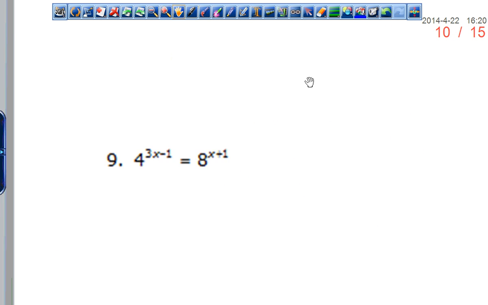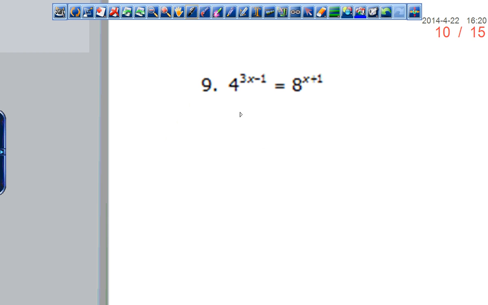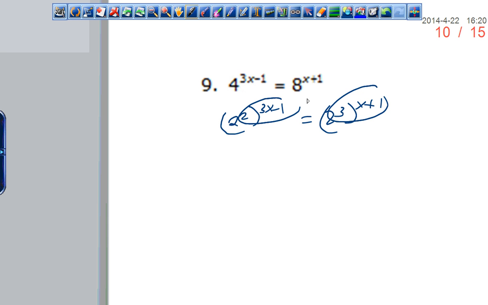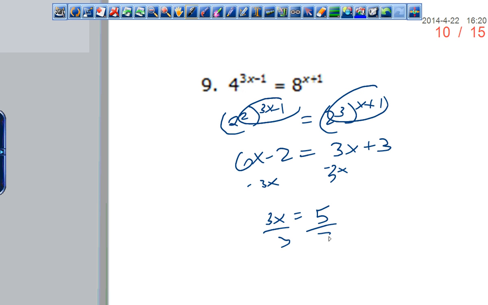And number 9 works the same way. Once again, you could take a log of both sides, but I wouldn't recommend doing that. This is going to be 2 squared, and that's 3x minus 1. This is going to be 2 cubed, x plus 1. So we multiply and multiply. So it's going to be 6x minus 2 equals 3x plus 3. Bring the baby to the mama, so subtract 3x. So I get 3x, and move the 2 over, I get 5 divided by 3, and x is 5/3.